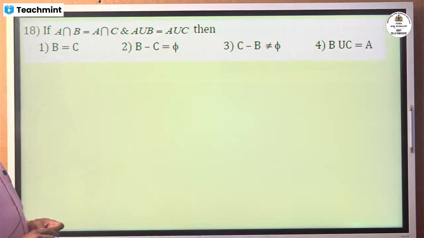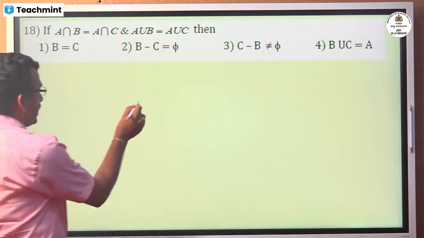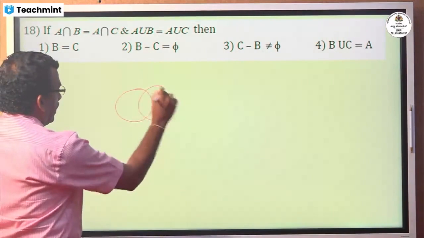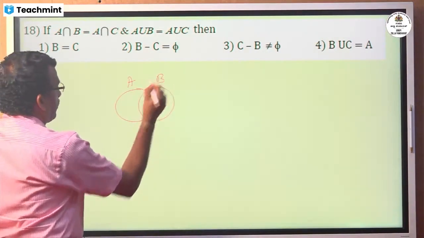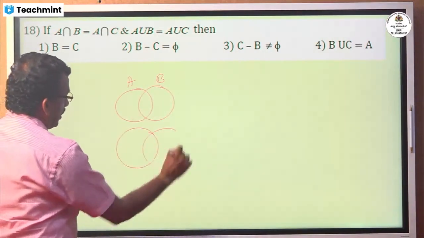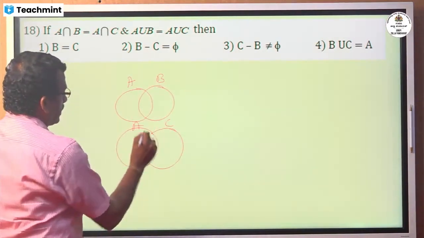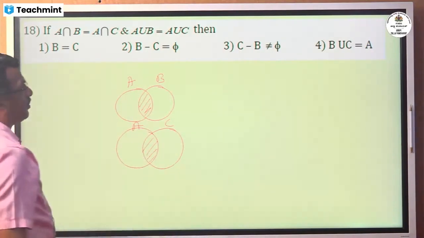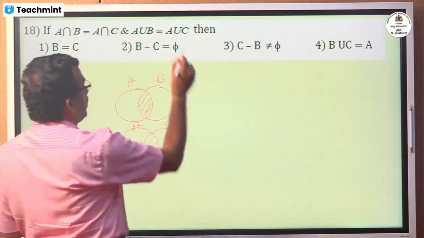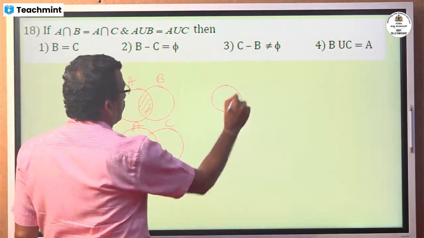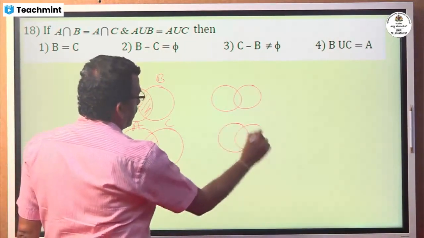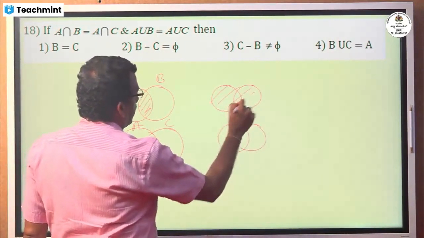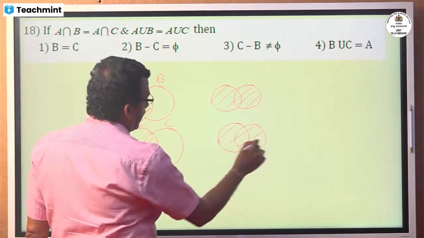A intersection B is equal to A intersection C. ಎರಡು ಸೆಟ್ ಇದೆ. A intersection B ಒಂದು, ಇನ್ನೊಂದು A intersection C. What I get here is same getting here also. And A union B is equal to A union C. ಇದಿಷ್ಟು ಒಟ್ಟು ಮಾಡಿದಾಗ ಏನ್ ಸಿಗತ್ತೆ ಅದೇ ಇಲ್ಲಿ ಸಿಗತ್ತೆ.